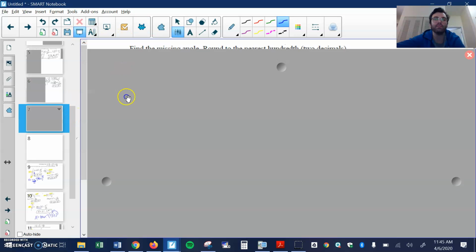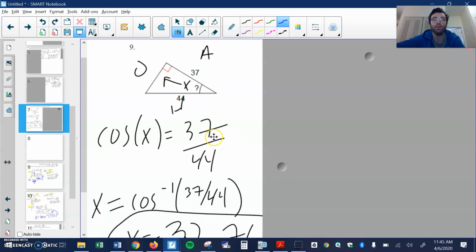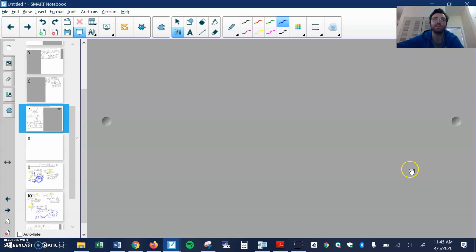9 and 10, finding the missing angle, which means I'm going to have to use the inverse. So here's my reference angle. This is the opposite, adjacent, hypotenuse. Cosine of my angle is 37 over 44. Cosine inverse of 37 over 44 got me 32.76 degrees.